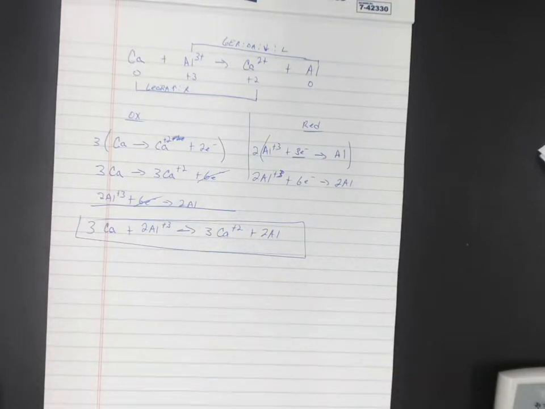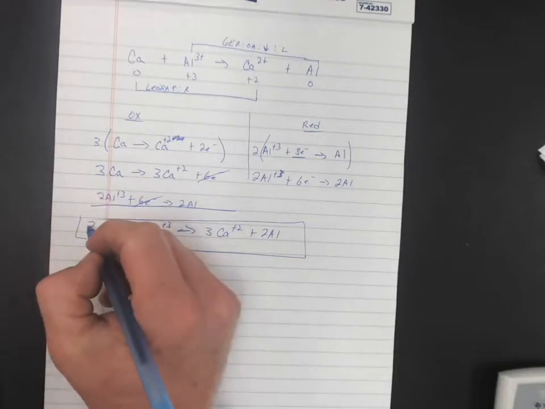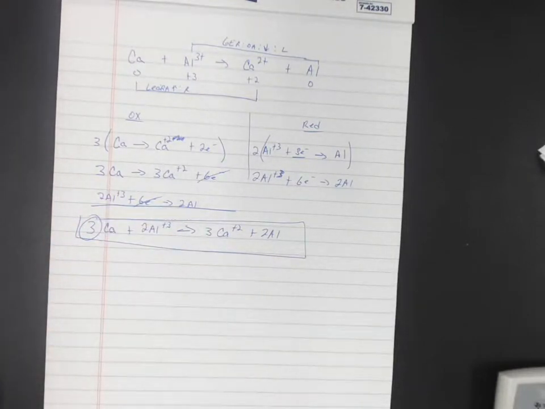We're golden. And the question there says when the equation is completely balanced, what is the coefficient of Ca? And the answer obviously is 3. Coefficient of Ca. Anyone get that one on their own?